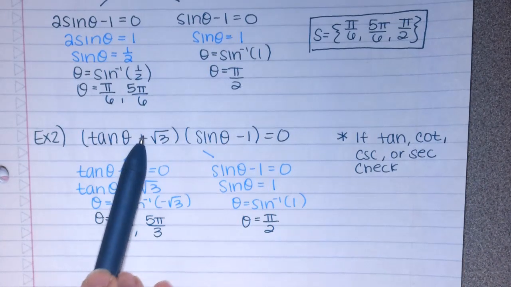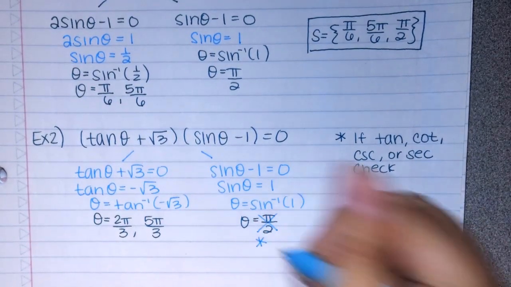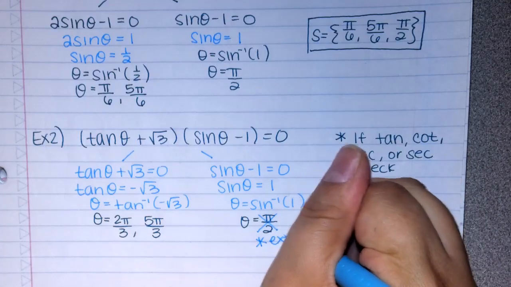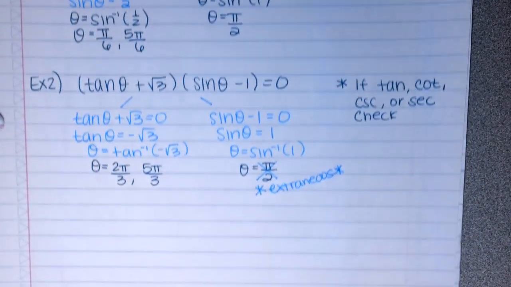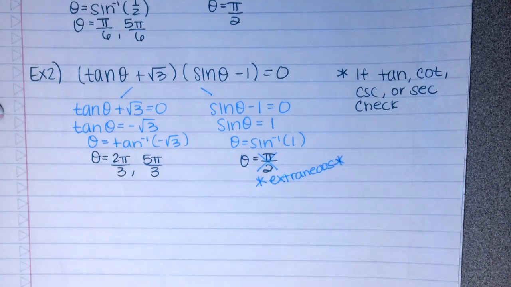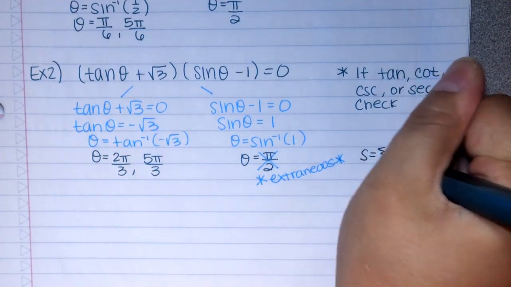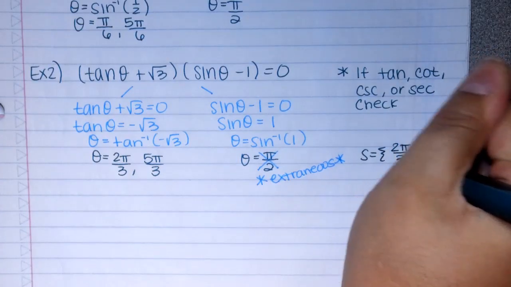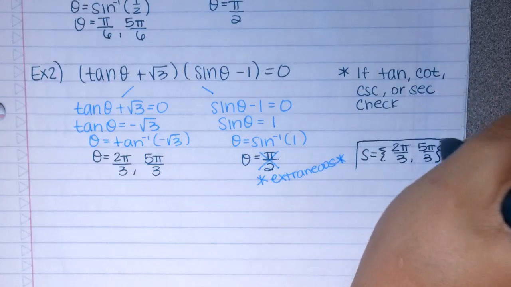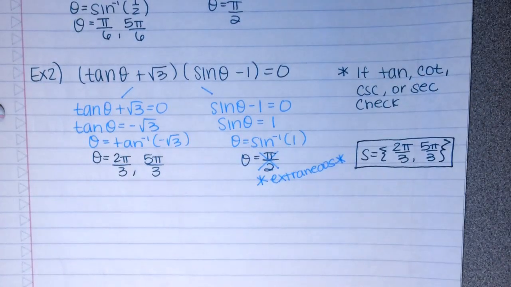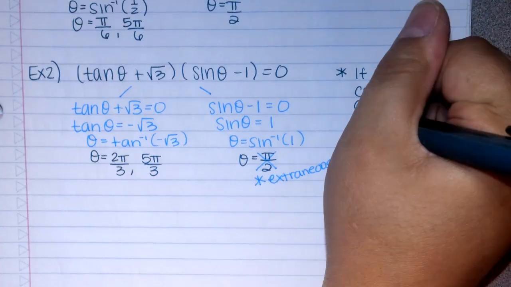Undefined. Can you have undefined as an answer? This right here we call extraneous. When you plug it back into your equation, it is undefined. So my answers are just 2 pi over 3 and 5 pi over 3. If you have tangent, cotangent, cosecant, or secant, check for extraneous solutions.